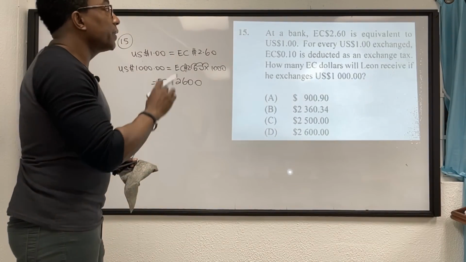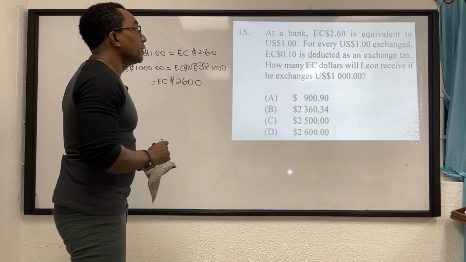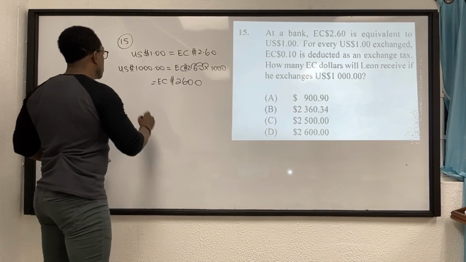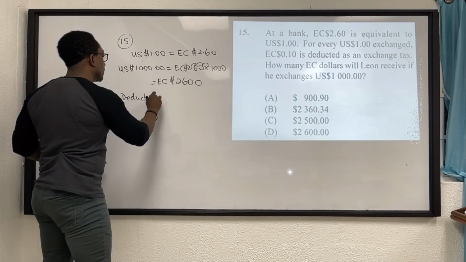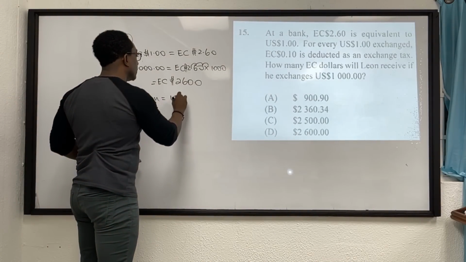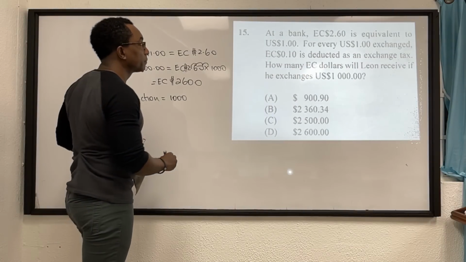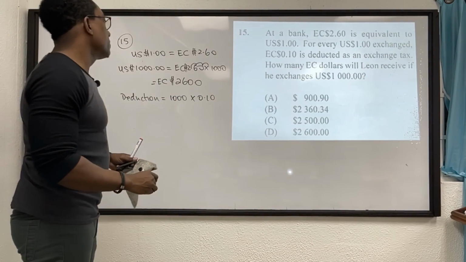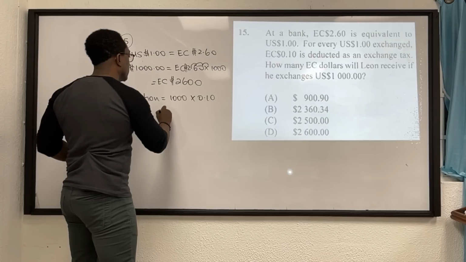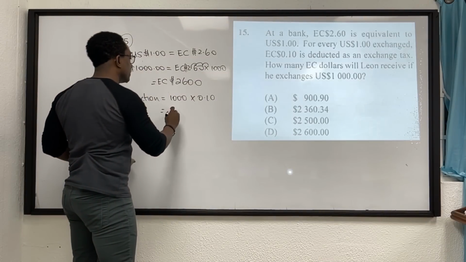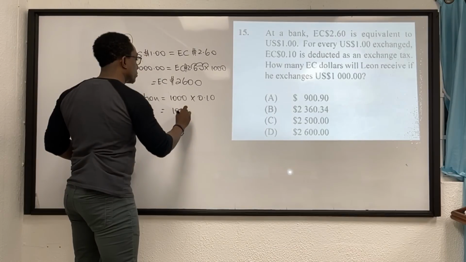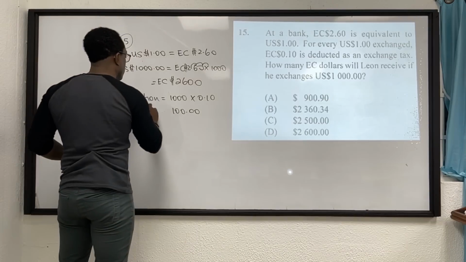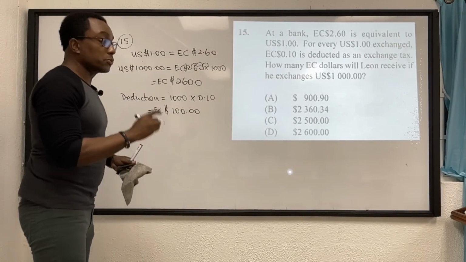And if for every one US dollar EC 10 cents is deducted, then that will be equivalent to what? How many EC will be deducted? So the deduction will be to multiply US 1,000 by 10 cents, which will give us $100. Yeah? So that will be EC $100. So this is what's going to be deducted.